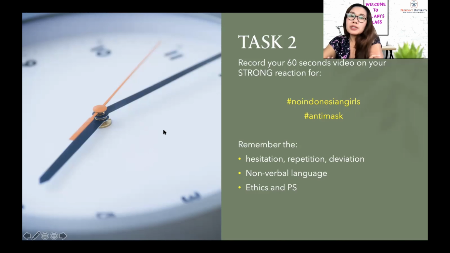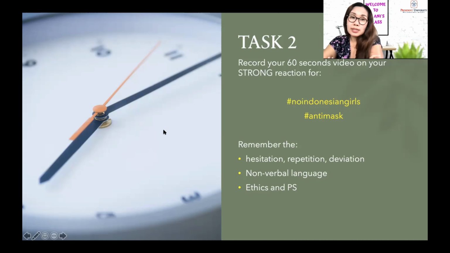Probably what your opinion is about wearing masks, your view on the anti-maskers. All right. So record your 60 seconds video on your strong reaction for that one. Remember to avoid hesitation, repetition, and deviation. You still remember those, right?